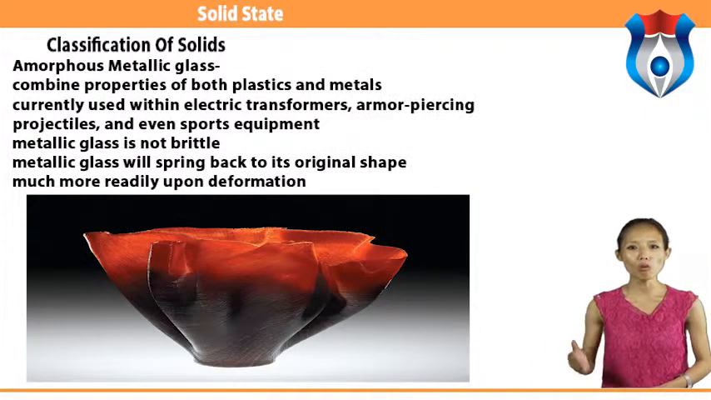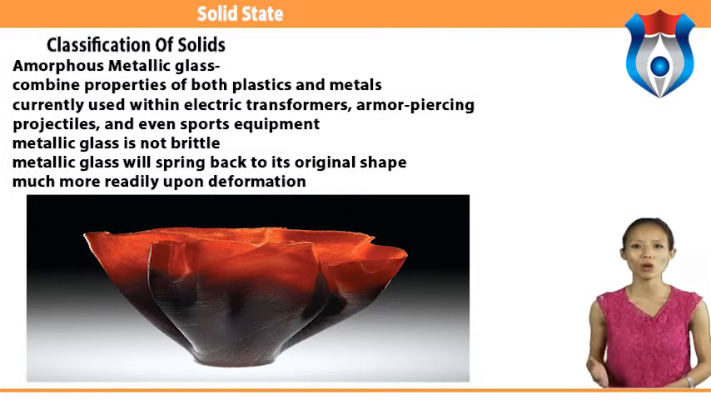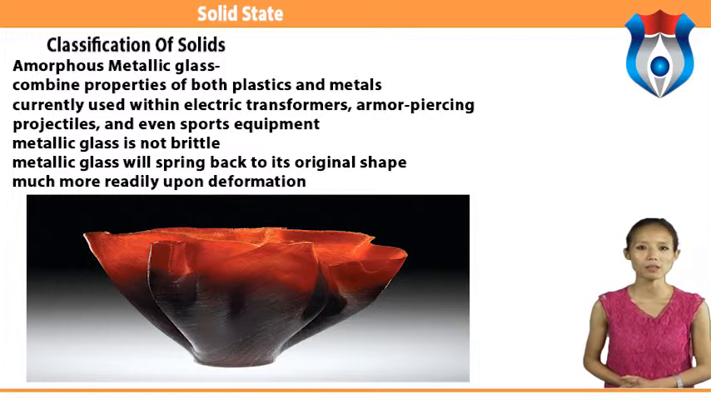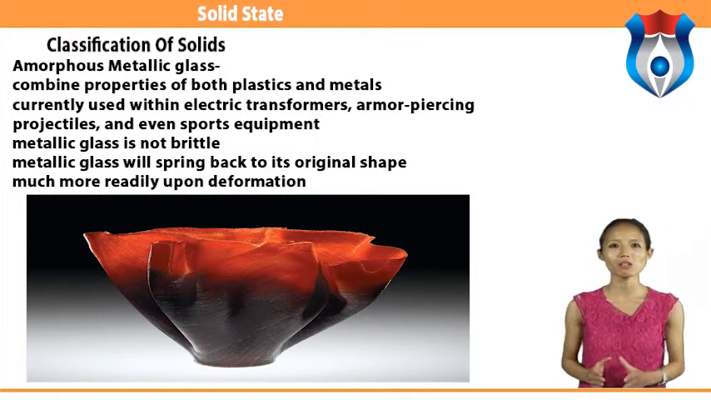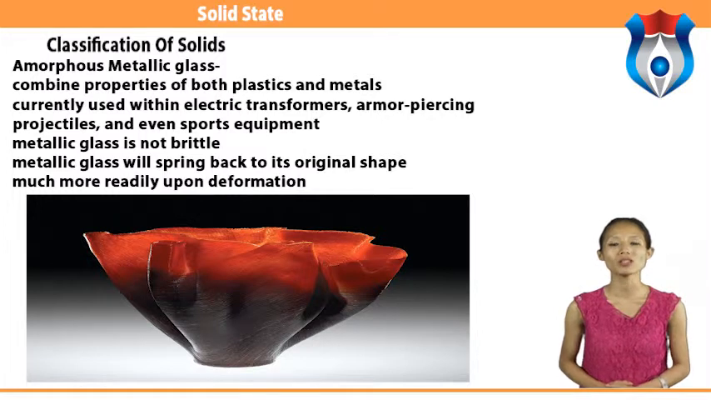Although metals are mostly characterized by crystalline structure, amorphous alloys may also be produced, known as metallic glasses. These materials combine properties of both plastic and metals and are currently used within electric transformers, armor-piercing projectiles, and even sports equipment.